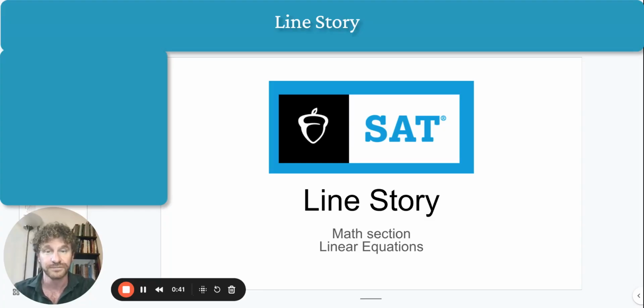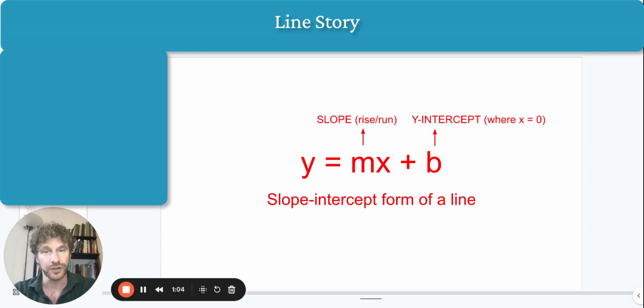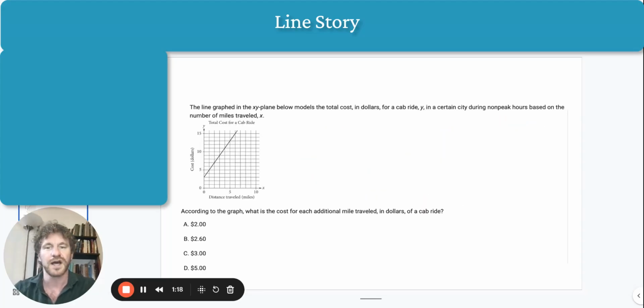terms of the story. So before we get into one of these, let's remind ourselves of a couple things about a line. Every line can be expressed in slope-intercept form, which we remember as being y equals mx plus b, where m stands for the slope, which is the rise over the run, and b stands in for the y-intercept, the place where the line crosses the y-axis, where x equals 0. Two important things to remember about a line. So let's take a look at a line story question.